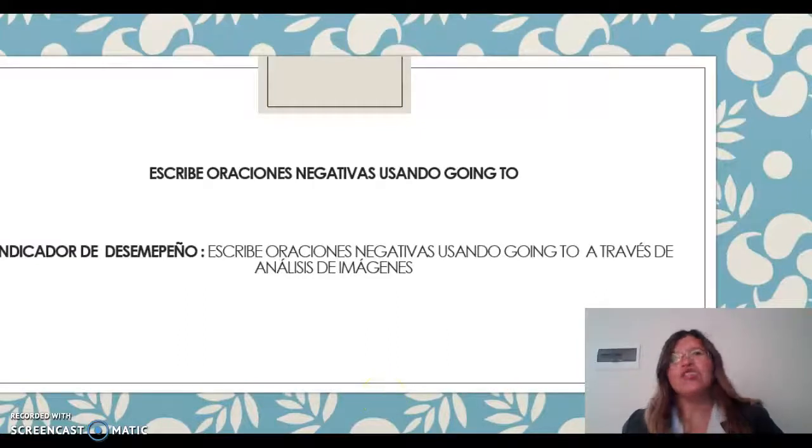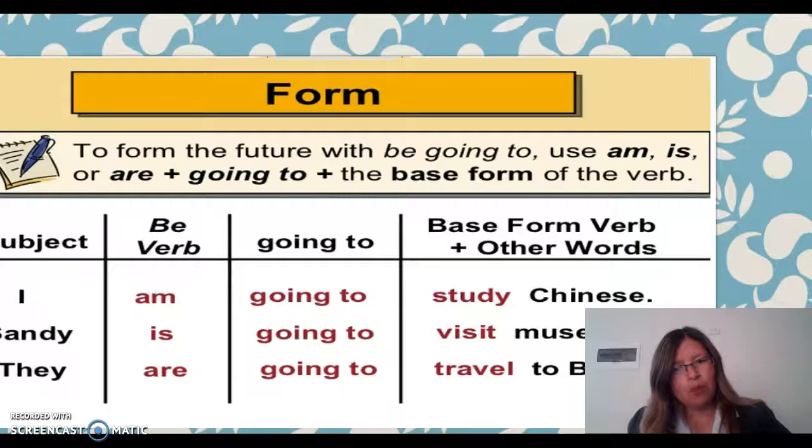This week we are going to learn to write negative sentences using going to. Performance indicator: write negative sentences using going to through images. So let's learn about the going to future. We use future going to talk about plans.